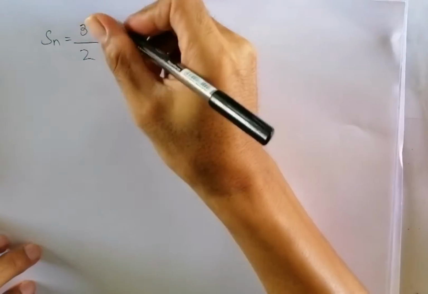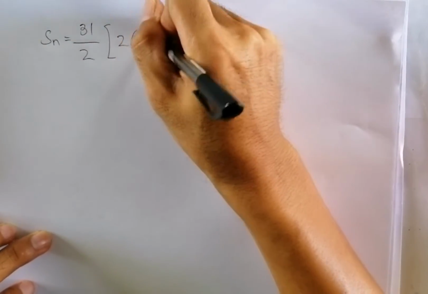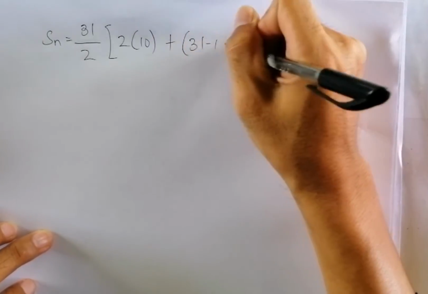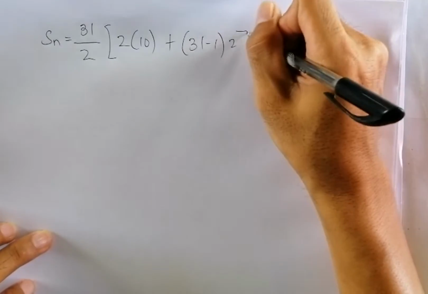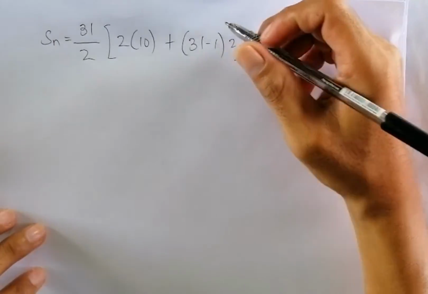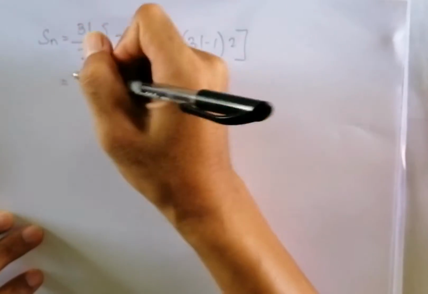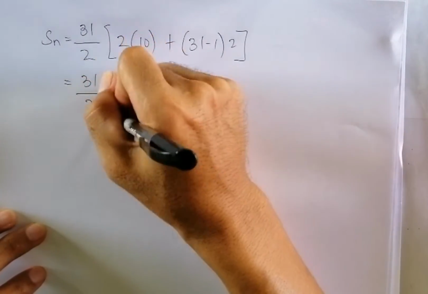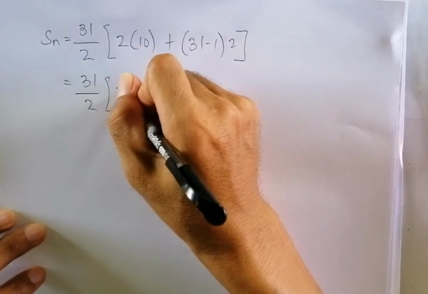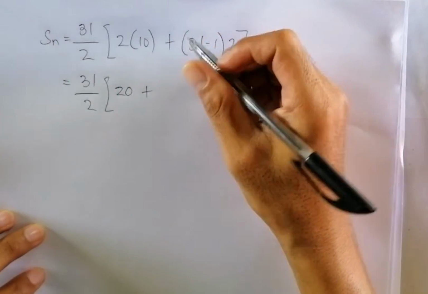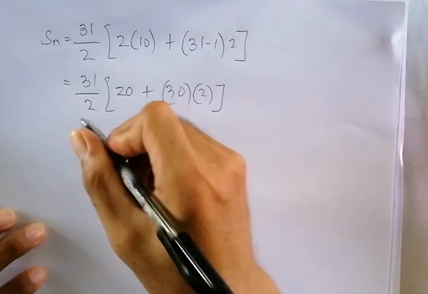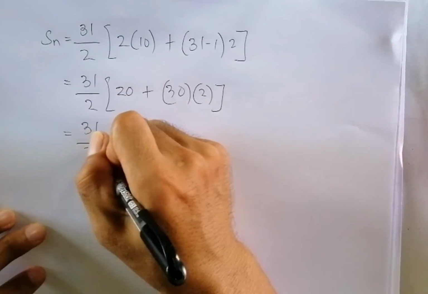So we can now solve the sum using the value for n, which is 31. Then a sub 1 is 10. Then the common difference is 2. So we have the sum is equal to 31 over 2 times 2 times 10, that is 20, plus 31 minus 1 is 30 times 2. So equals 31 over 2.